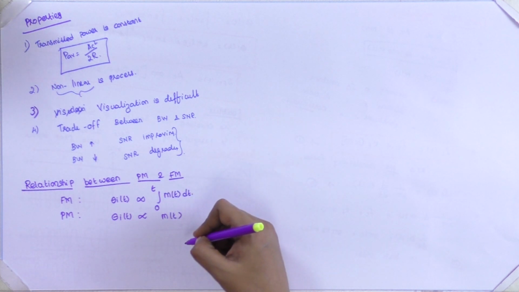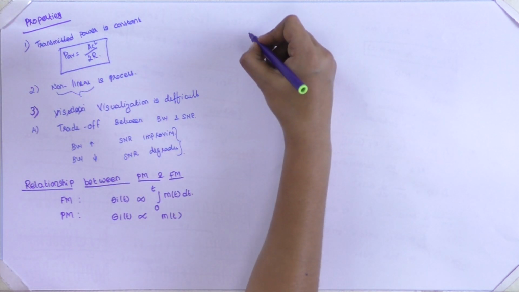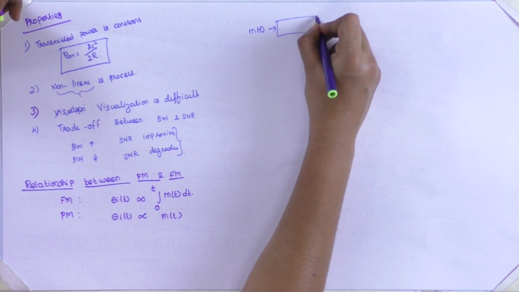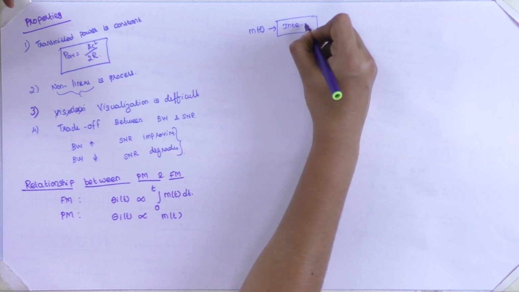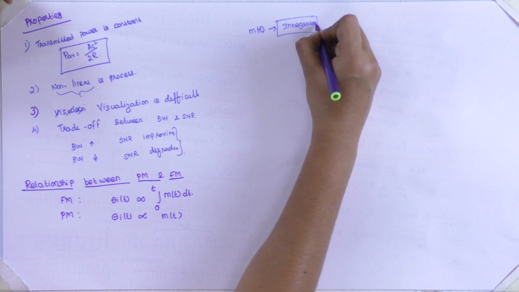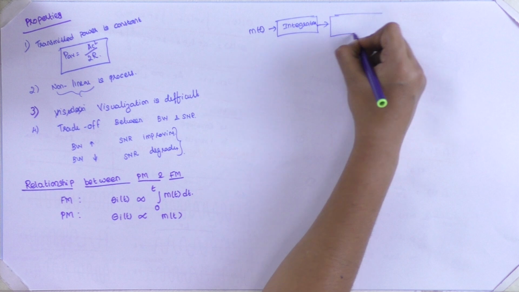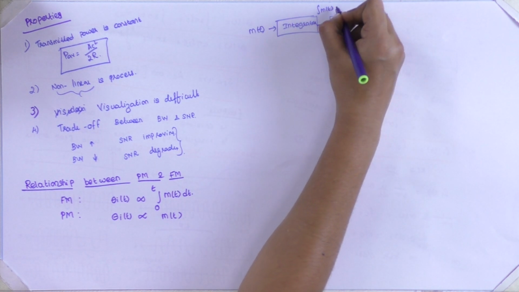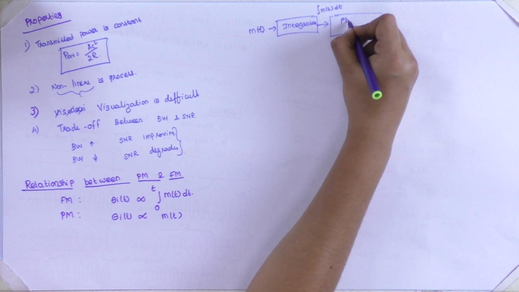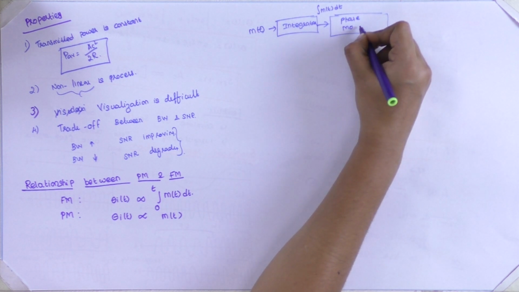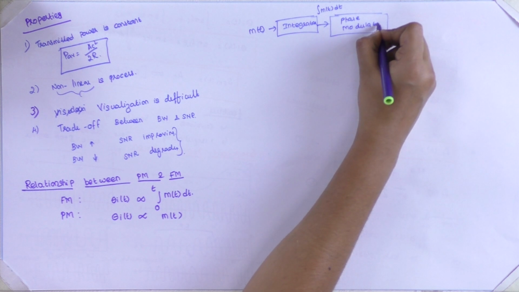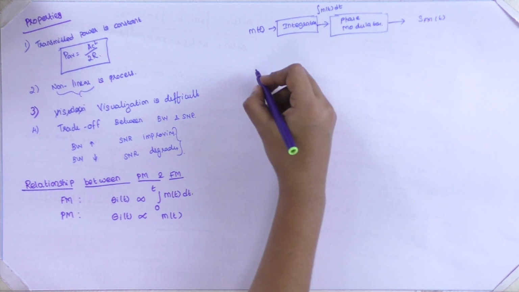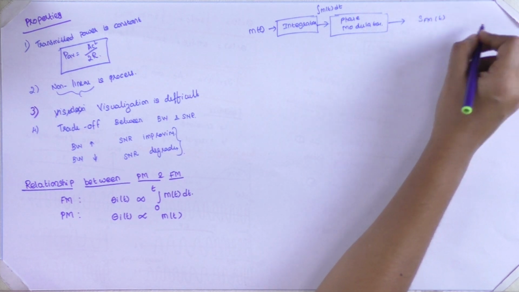Therefore, from this equation we can generalize: if we integrate m of t, that is, pass it through an integrator and then to a phase modulator, then our input will be the integral of m of t dt, and passing through a phase modulator, we will get S FM of t, that is, the frequency modulated signal.